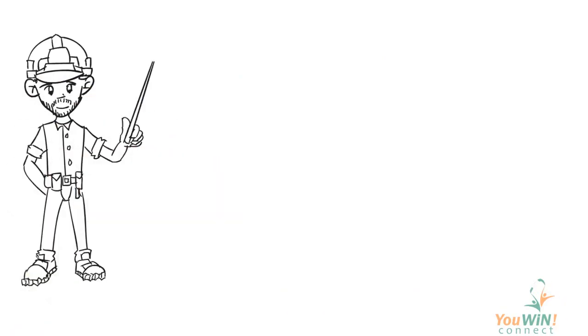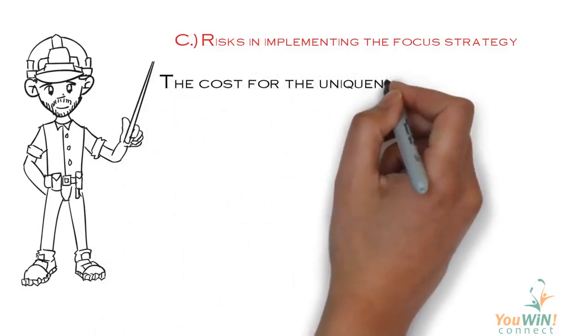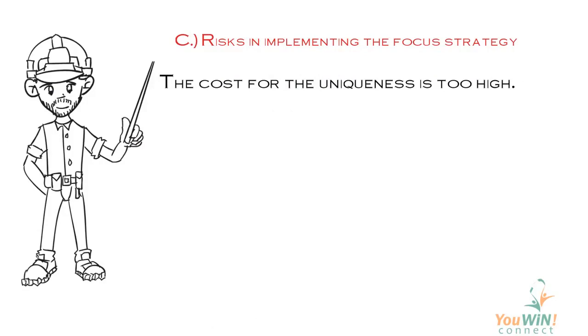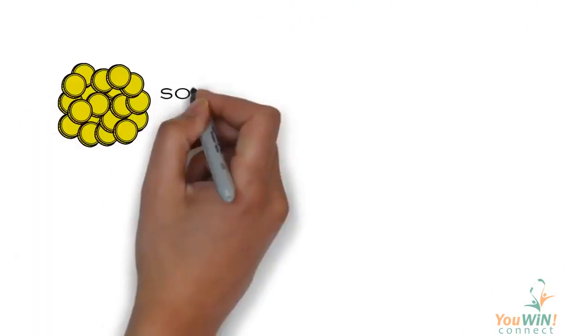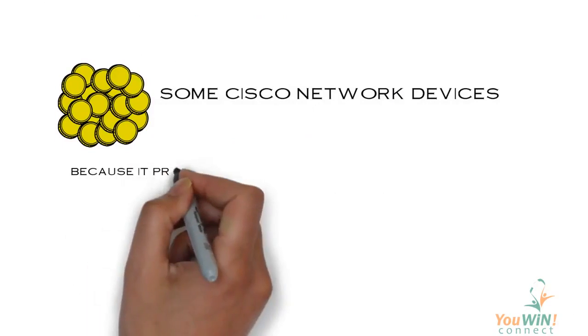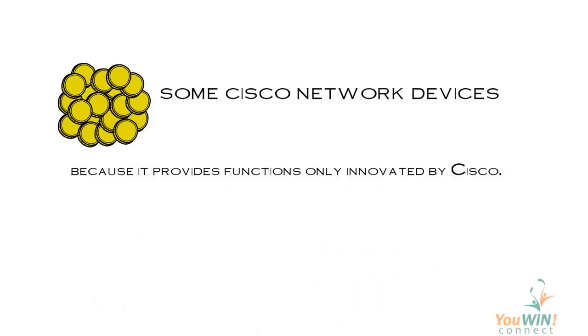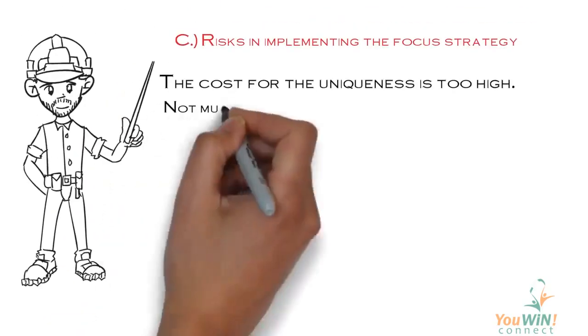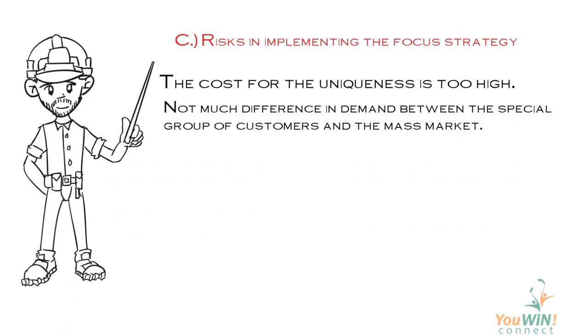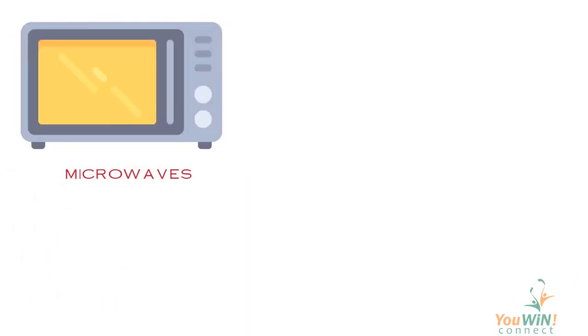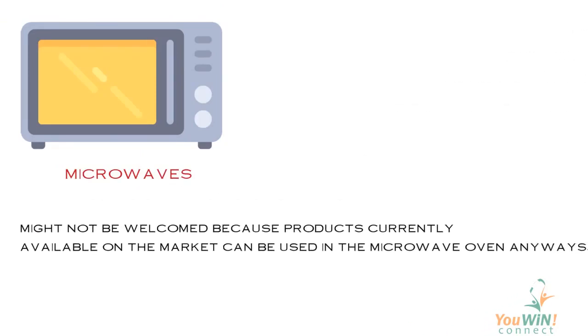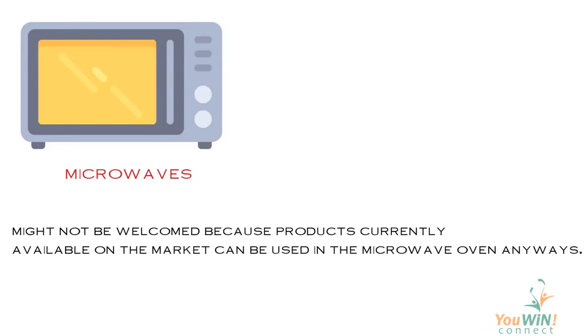Now let's look at the risk involved in implementing the focus strategy. The first is really around the cost for the uniqueness being too high. And I'll use another example to help you understand what this means. The cost for some Cisco network devices is high because it provides functions only innovated by Cisco. Another risk in implementing the focus strategy is not much difference in demand between the special group of customers and the mass market. An example of this is the ceramic kitchenware for microwaves, which is targeting rich families with microwave ovens. This might not be welcome because products currently available on the market can be used in the microwave ovens anyway. And this honestly doesn't make it that much different in terms of the demand for that product.